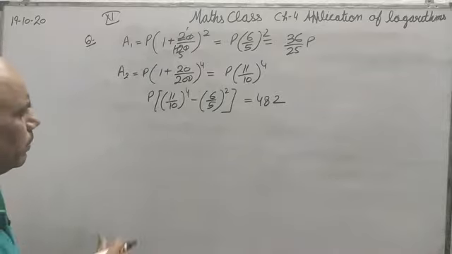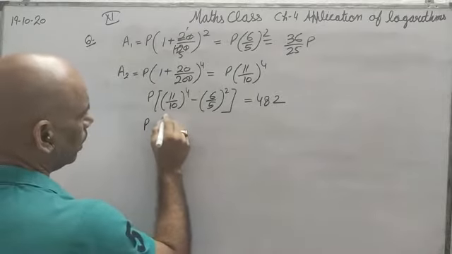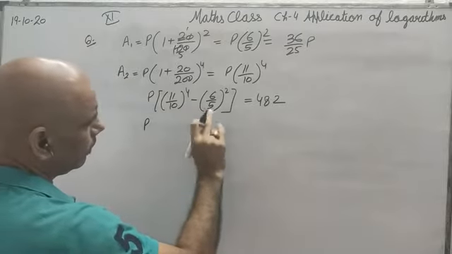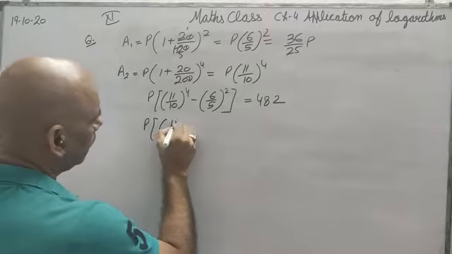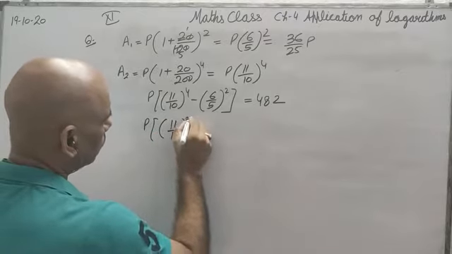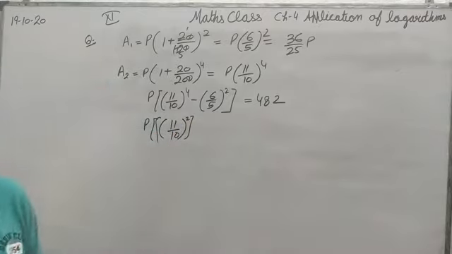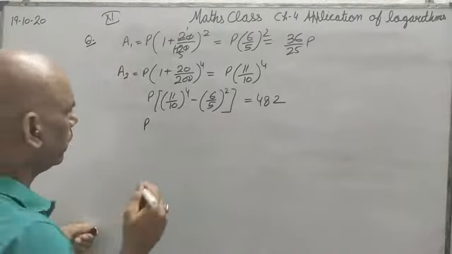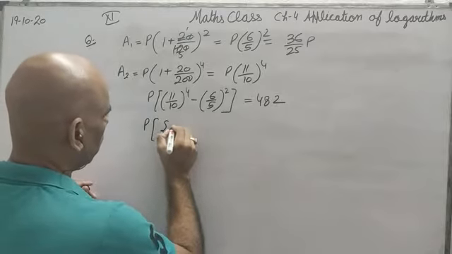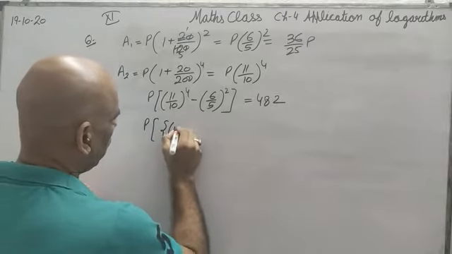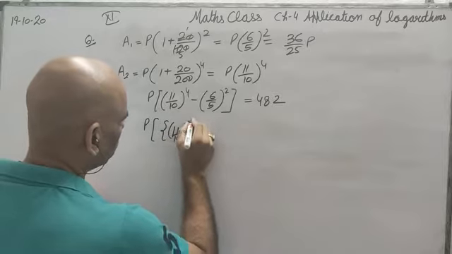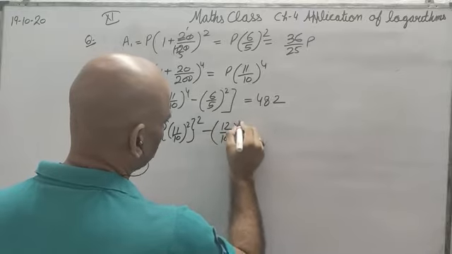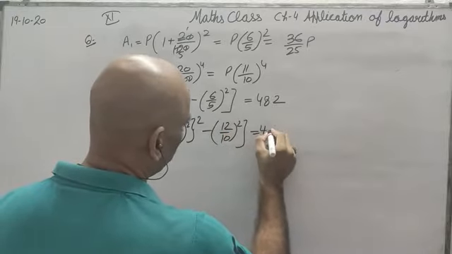So this way what I will do now, let me add and subtract it. If the denominator is the same, it will be easier to add and subtract. So I am writing it ((11/10)^2)^2 minus (12/10)^2. So what property I am going to apply?